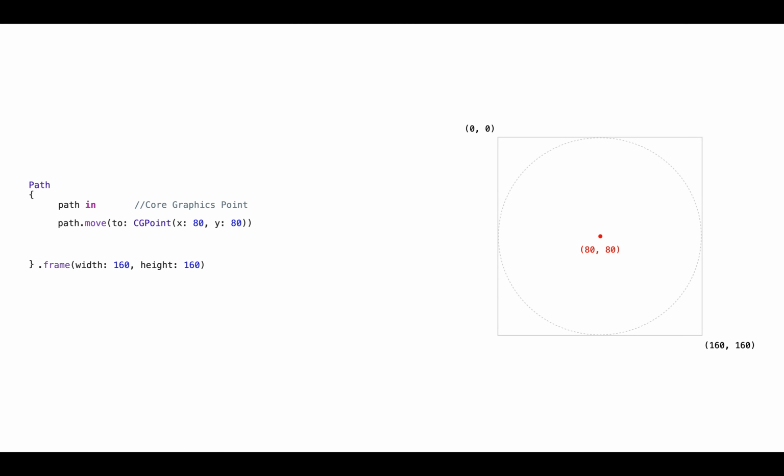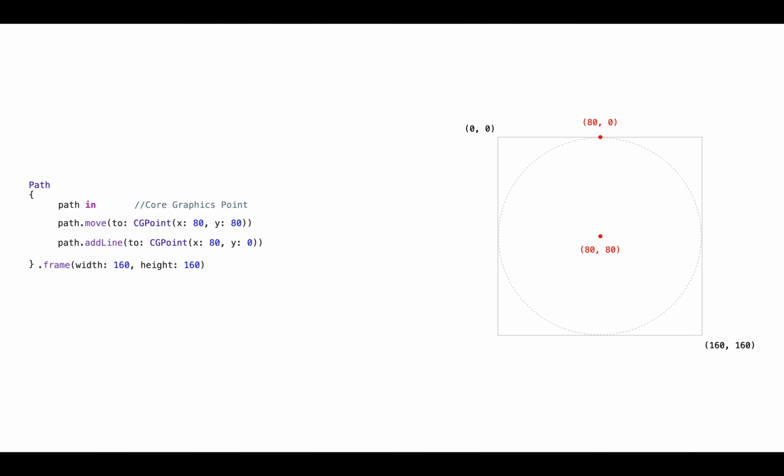Next, we're going to have the path add a line to another point within the frame. Ideally, we're going to move it to the top of the screen at what would be 12 o'clock. This is represented as 80 across our frame and 0 down the frame. So we're not moving down, we're just moving across to the point 80, 0. So path.addLine to the CGPoint 80, 0.